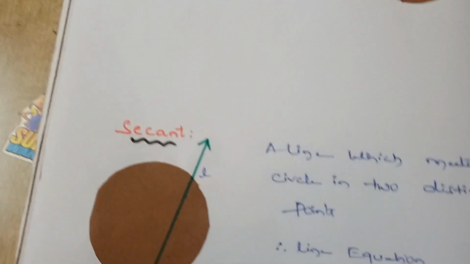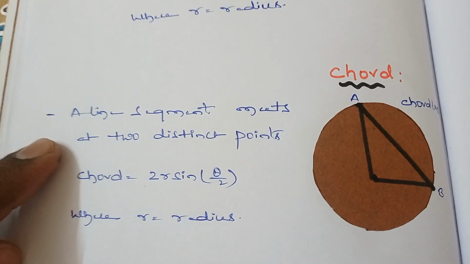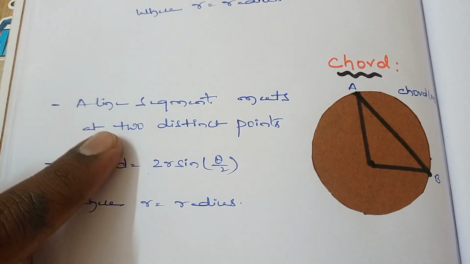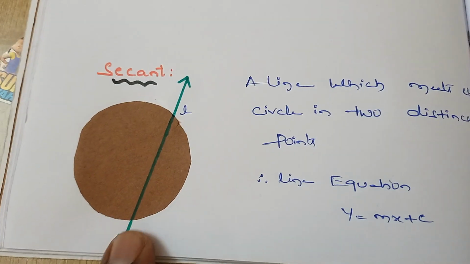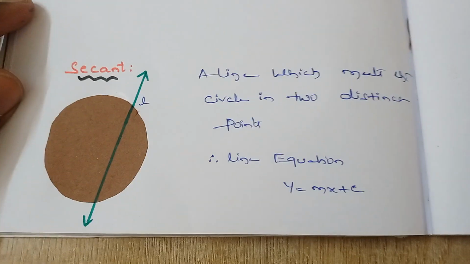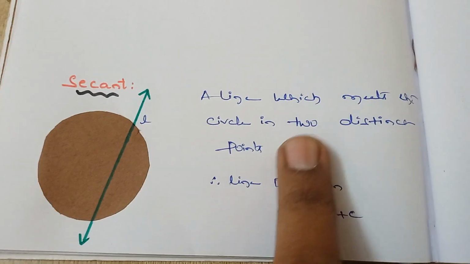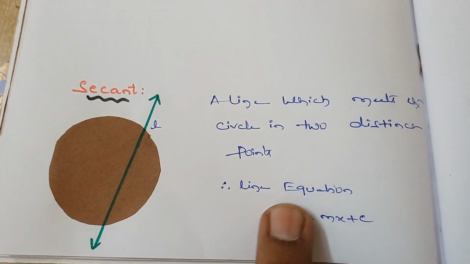Now coming to secant. The difference between secant and chord is that a chord is a line segment that meets the circle at two distinct points, whereas a secant is a line which meets the circle at two distinct points. This is a line, this is a line segment. That is the difference. A line which meets the circle at two distinct points is called a secant.